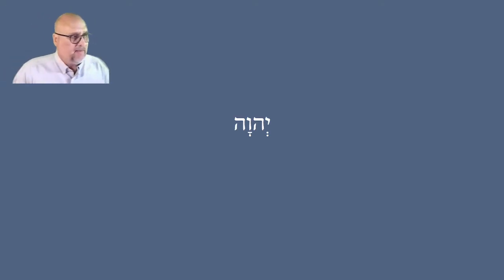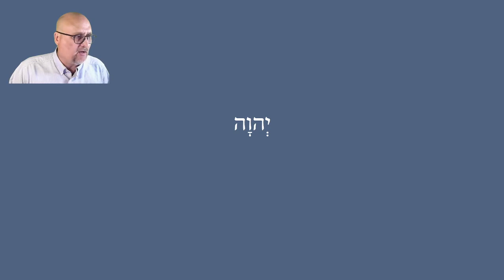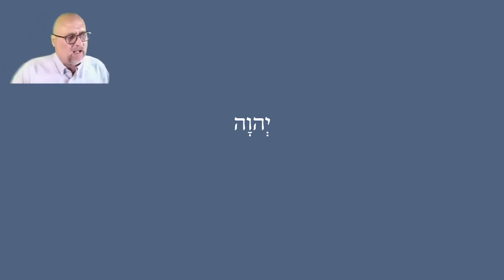So this word is called the Tetragrammaton, the four sacred lettered word. A lot of people say this word Yahweh. We don't really know how it was said in antiquity. Yahweh is the best guess, but Jewish people wouldn't say this word out loud.